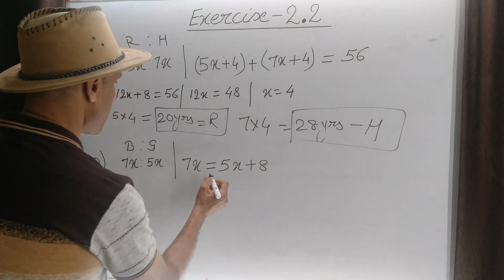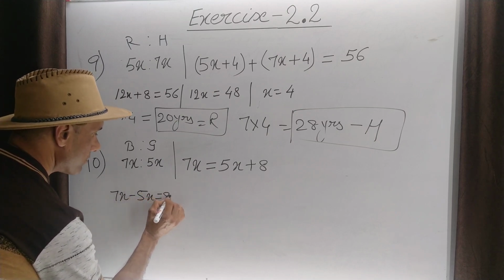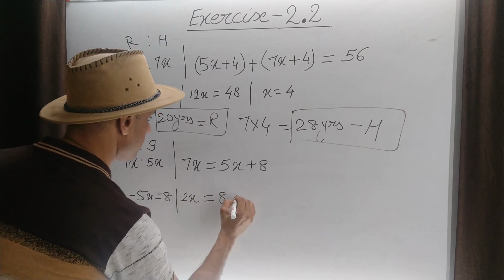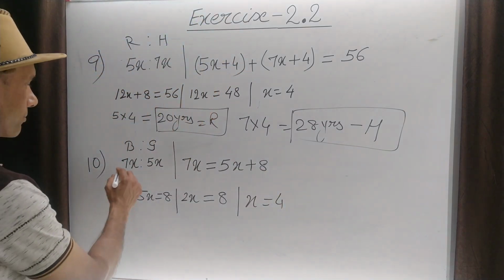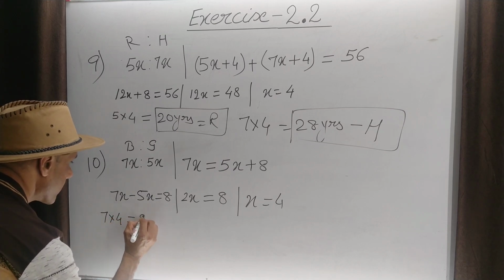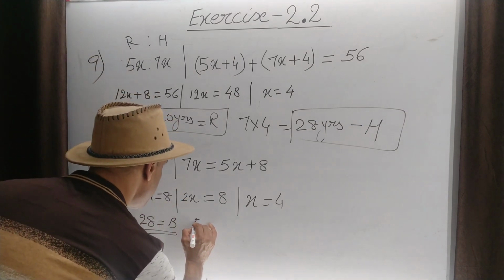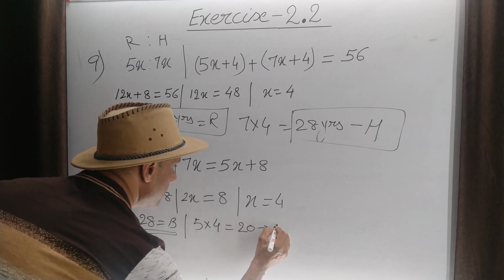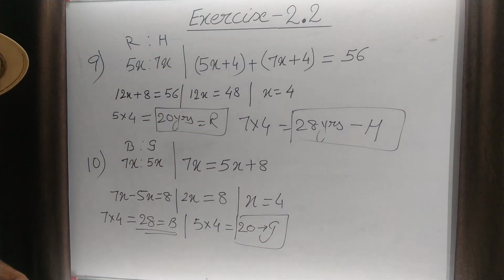Let's solve this. 5x comes here, so 7x minus 5x is equal to 8, and we get 2x is equal to 8 and x is equal to 4. So what will be the number of boys in the class? That is 7 into 4, that makes 28. This equals the number of boys in the class. And 5x, that is 5 into 4, is equal to 20. That is the number of girls in the class. Understood?